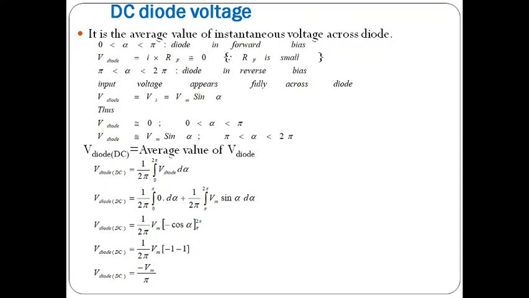Now we need to calculate the DC voltage drop across the diode. It is nothing but V diode DC, the average value of V diode. So V diode DC equals 1 by 2π, integral from 0 to 2π of V diode d alpha. We know this formula. Now we substitute the values: 1 by 2π, integral 0 to π of 0 into d alpha, plus 1 by 2π, integral π to 2π of Vm sin alpha d alpha. By integrating sin alpha we get minus cos alpha. Now the limits are π to 2π. By substituting those values, we get the DC voltage drop across the diode: V diode DC equals minus Vm by π.